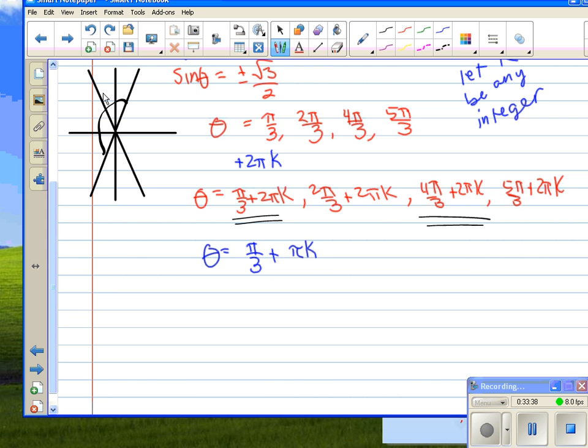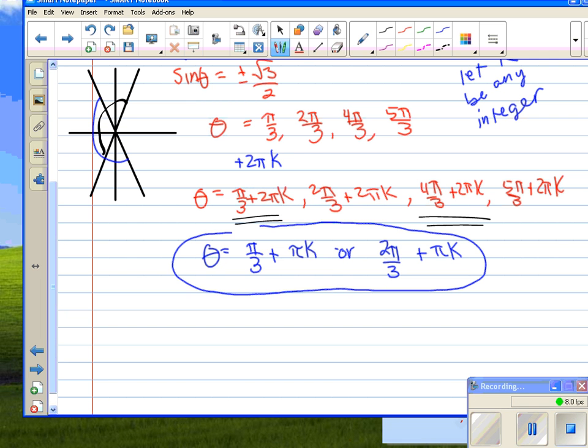You can do the same thing for our other pair. So I'm just going to say, hey, that's 2 pi over 3 plus pi k. And that is the best answer. Because that's more simplified, right? So this one takes care of pi over 3 and 4 pi over 3, and the second one takes care of 2 pi over 3 and 5 pi over 3.